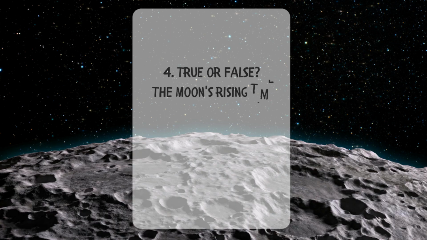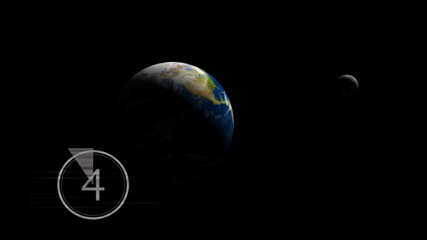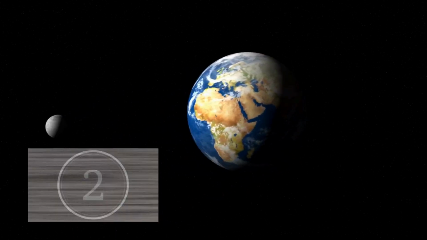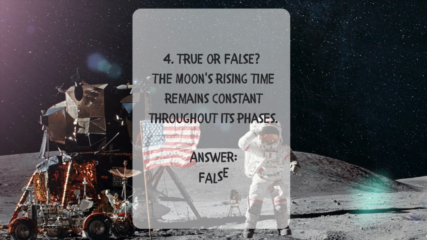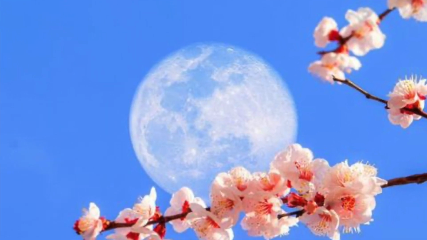Question number 4. True or false? The moon's rising time remains constant throughout its phases. The answer to that is false. If you recall, the time we see the moon in our sky can vary an average of 50 minutes each day, explaining why we see it during the day sometimes.